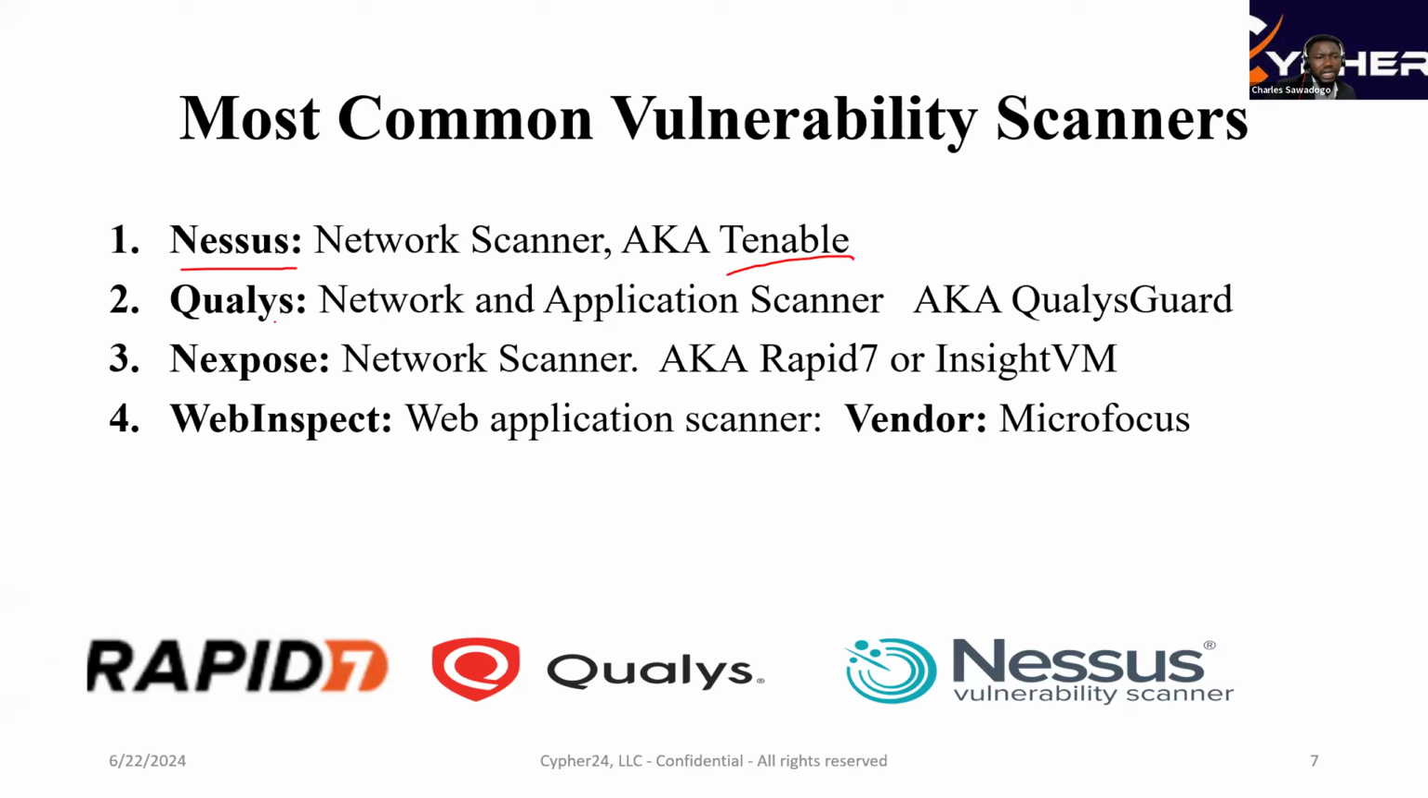Don't get confused there. Qualys, you can use to perform network and application scanning. Nexpose or Rapid7 is also the same thing, and it can also be called Insight VM. I know it's kind of confusing, but these are the same too. Somebody will say Rapid7, somebody will say Nexpose, and somebody will say Insight VM. It's the same tool. WebInspect is one of them. That's how their logos look: this is Rapid7 Nexpose, this is Qualys, and this is Nessus. So just understand that they're the same.